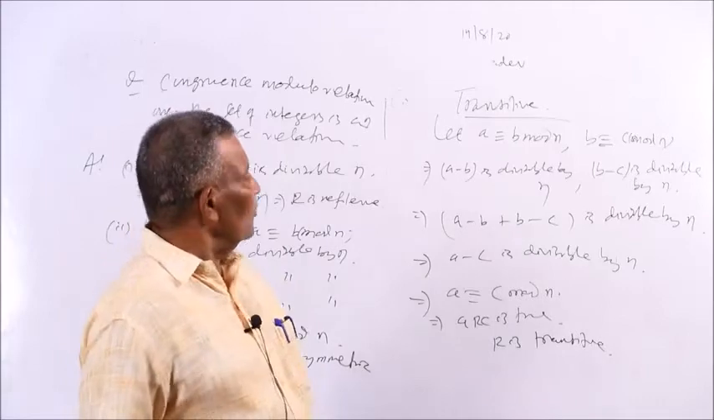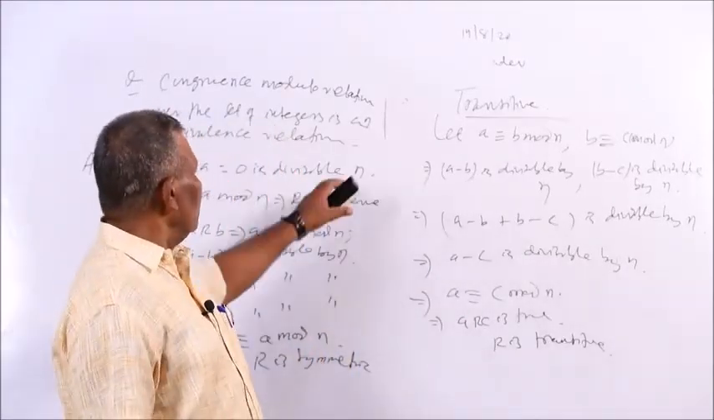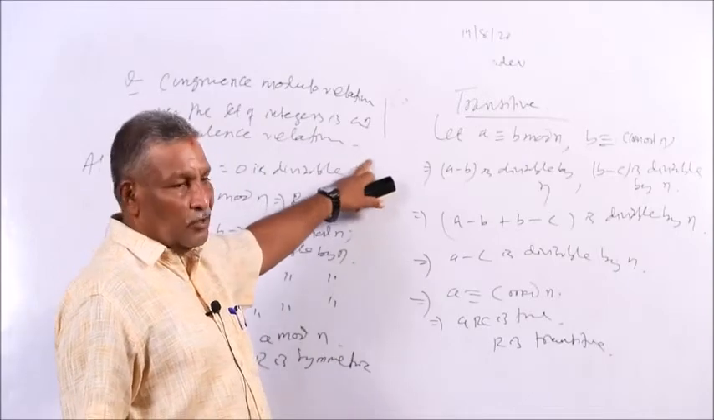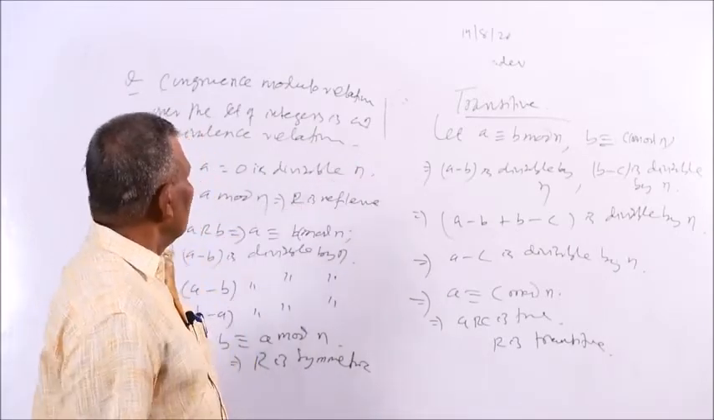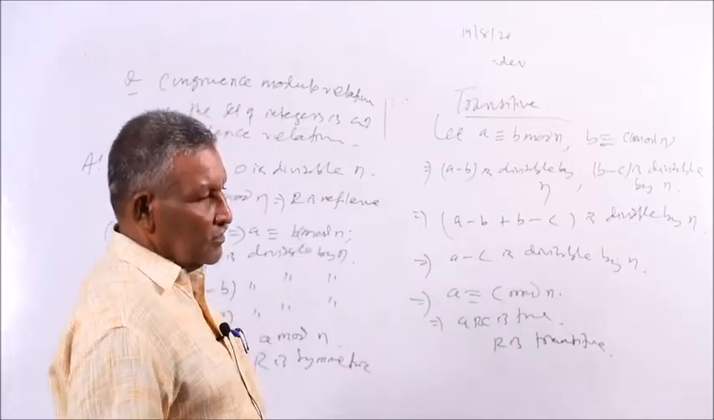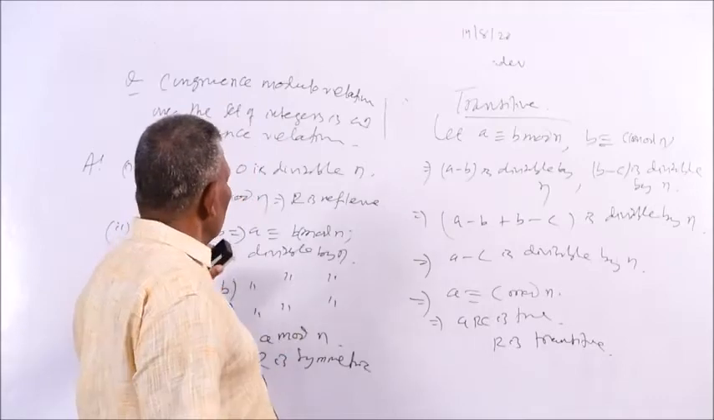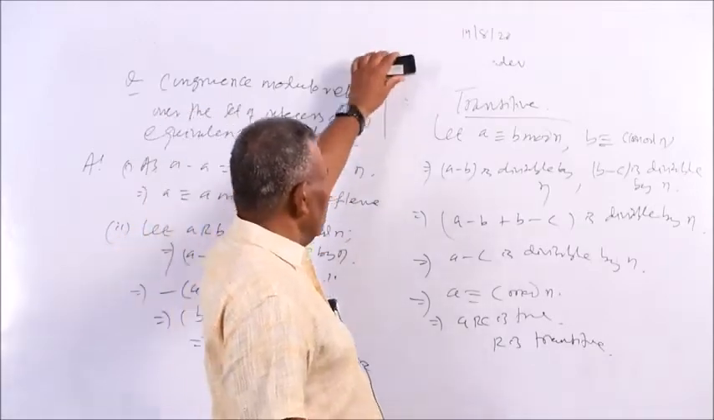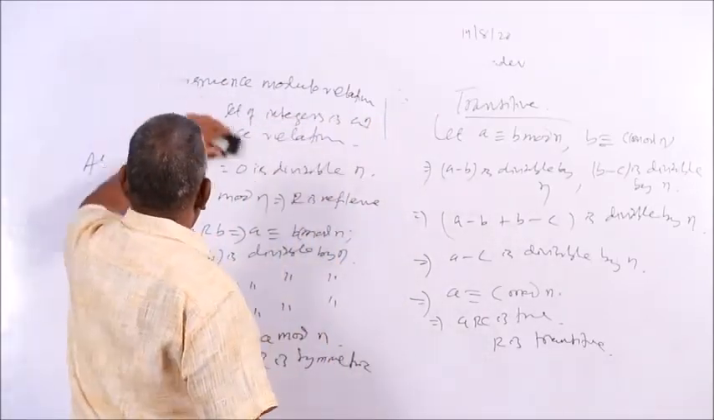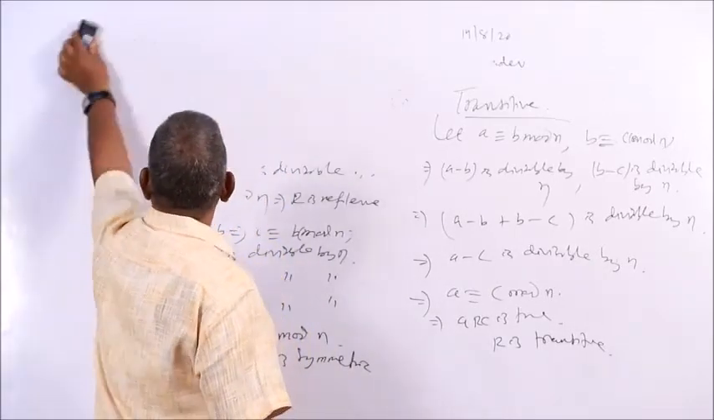Therefore, the congruence modulo relation over the set of integers is an equivalence relation. In place of n, you can give any positive integer. The statement will be true for all positive integers. By mathematical induction, you can prove this also. Any number you can fix, any positive integer there in place of n.